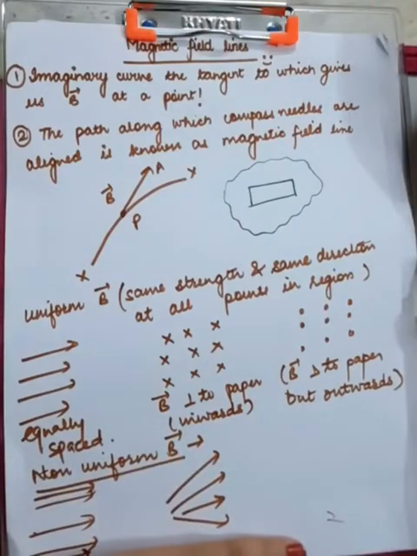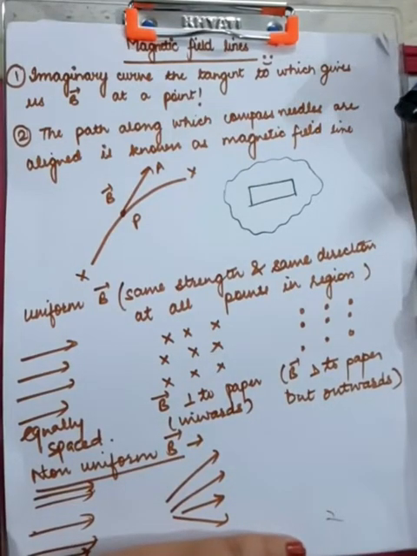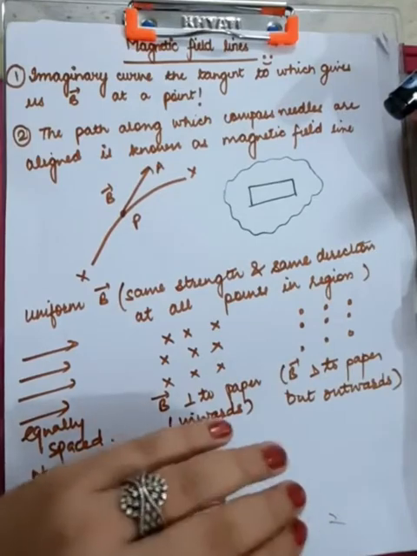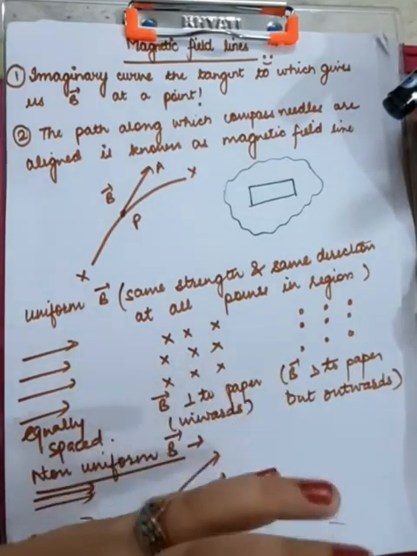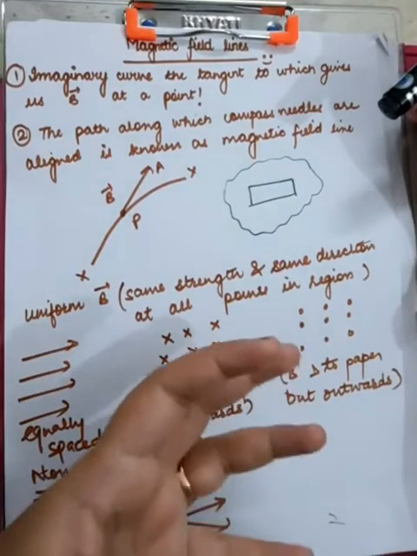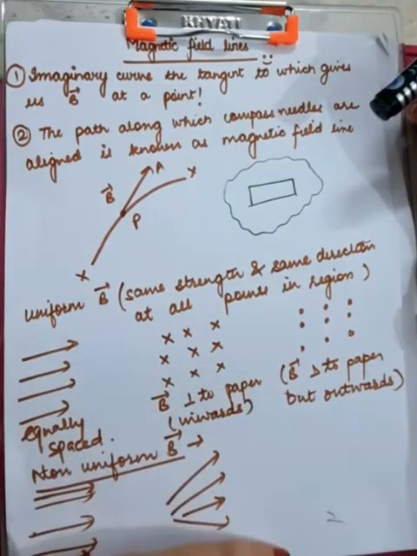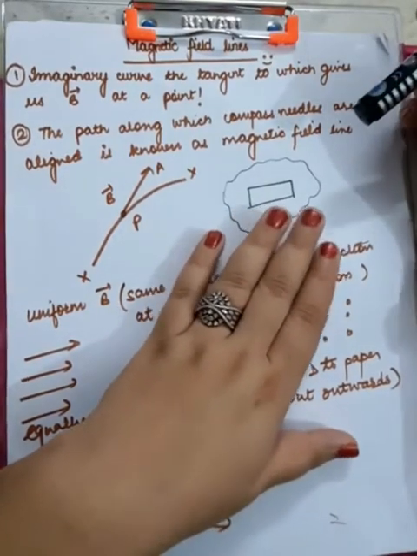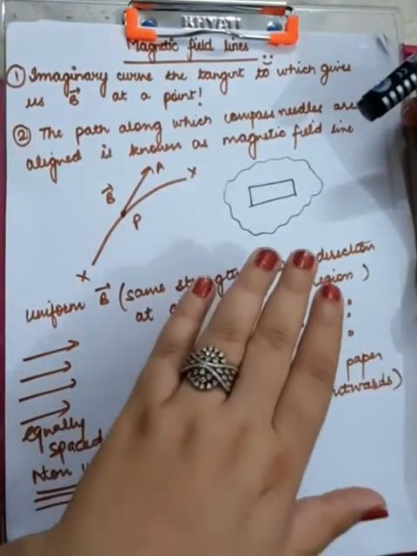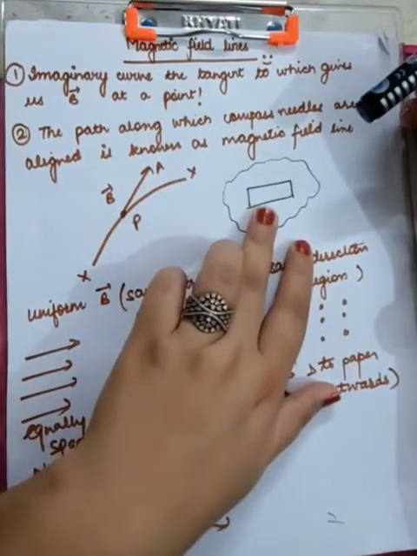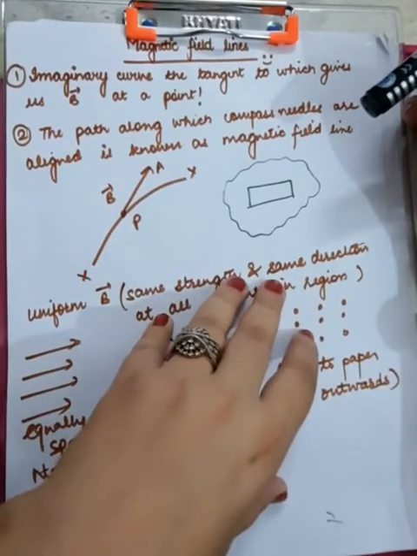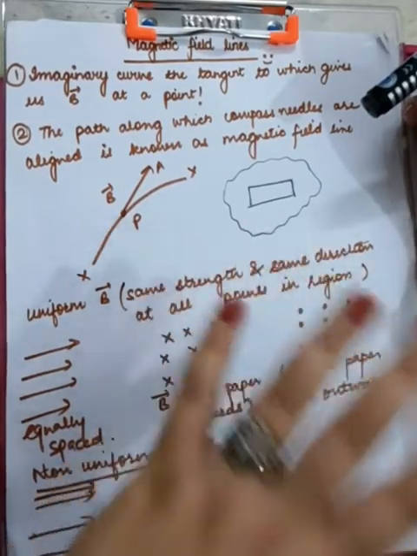Dear students, in this video we are going to discuss magnetic field lines, but before that we must know about magnetic field. Magnetic field means a field, a space where the effect of the magnet can be felt. Suppose you have a magnet here, so the space till where the effect of this magnet can be felt, can be experienced, will be known as the magnetic field of a magnet.